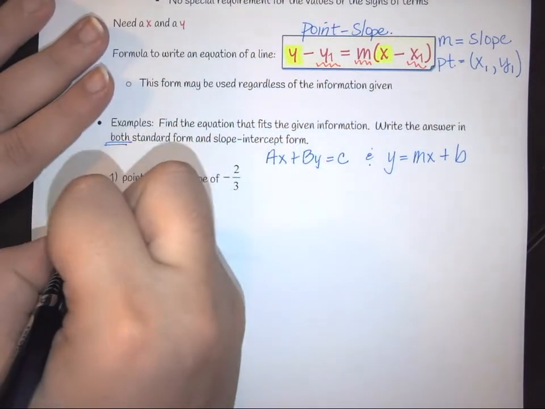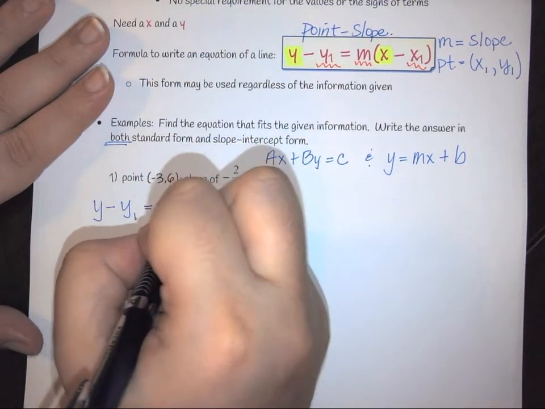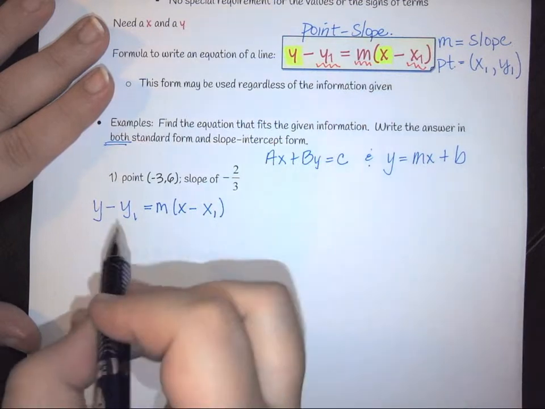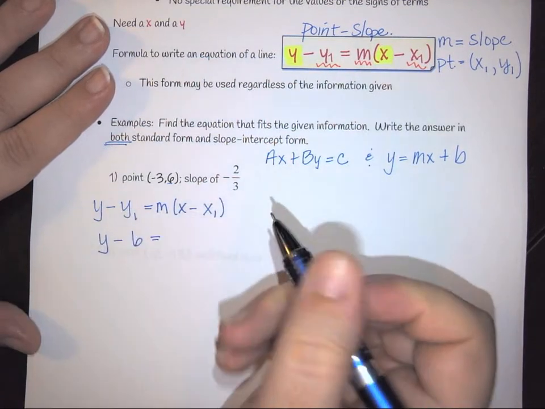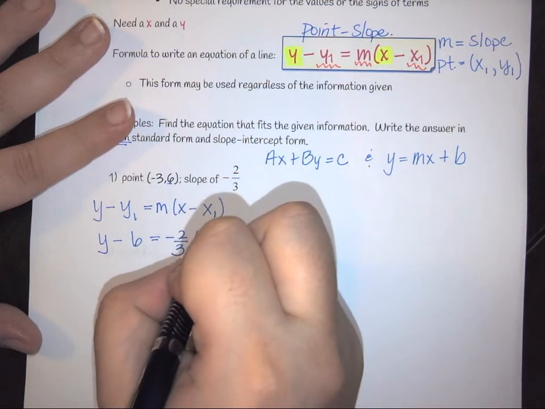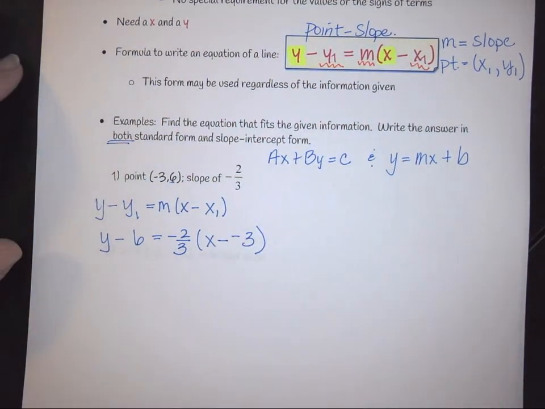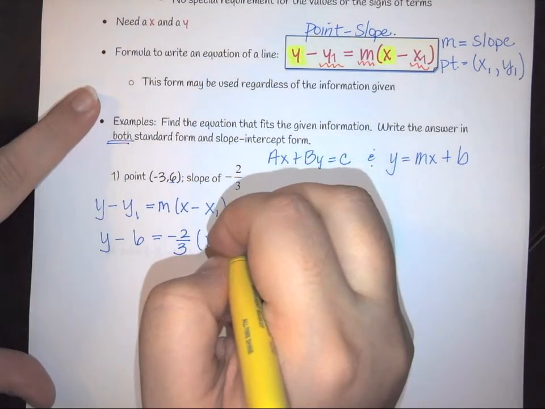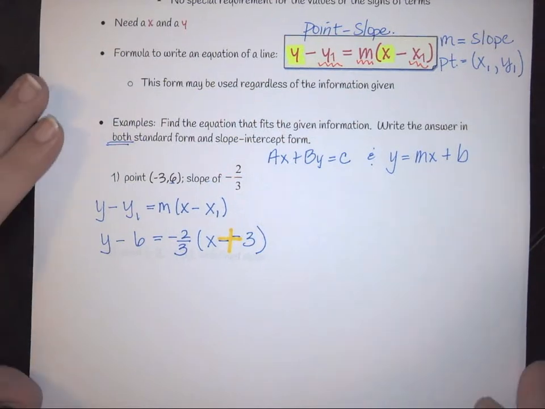So here, this is going to be y minus my y1 equals m times x minus x1. y1 is your y value. So this is going to be y minus 6 is equal to, my slope is negative 2/3, and then it's times x minus a negative 3. Now, one thing that we know is that when you have minus a negative, that is actually the same thing as having positive. Okay? So make sure that you don't lose your negative signs, that you pay attention to what they're telling you.